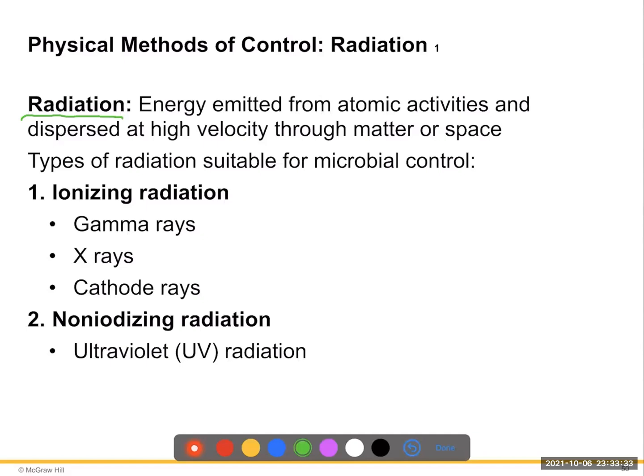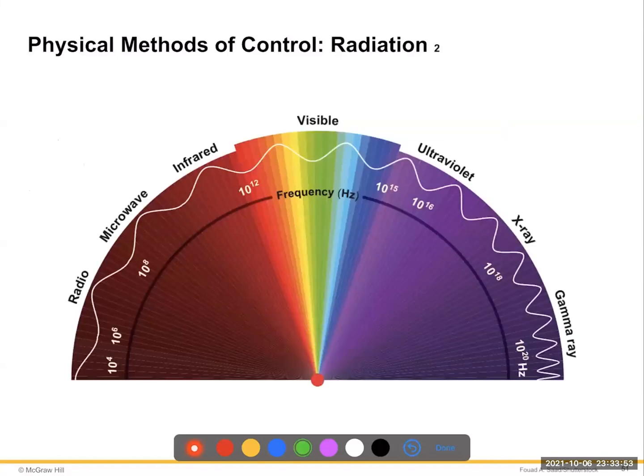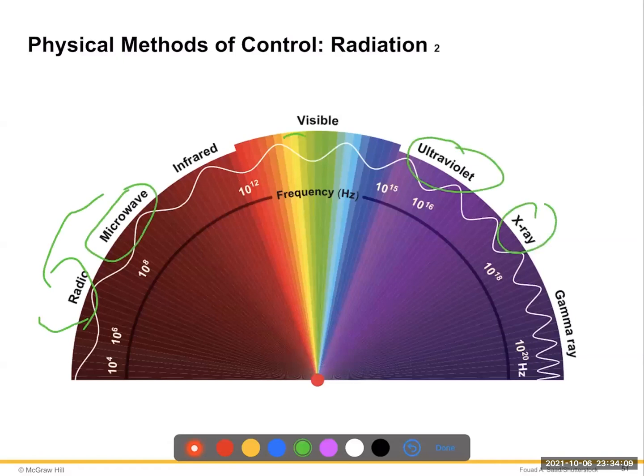There are two types of radiation that we use for microbial control: ionizing radiation and non-ionizing radiation. Ionizing is your very high energy radiation, your gamma rays, your X-rays, your cathode rays. Non-ionizing is like ultraviolet radiation, sunlight. These are the different types of light that there are, from very low energy, very long wavelengths: radio waves, microwaves, infrared, visible, ultraviolet. There's your UV, there's your X-ray, and there's your gamma rays. Very high energy rays as you get towards gamma rays.